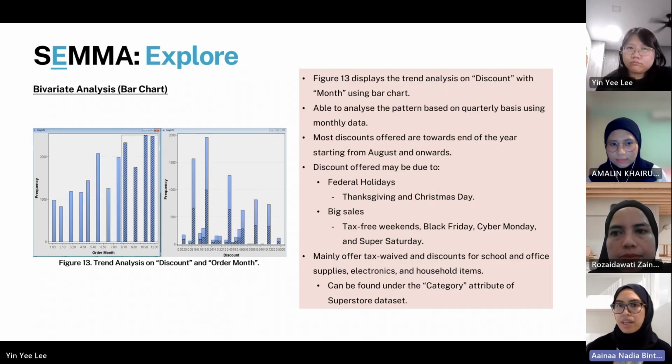By using one attribute, we managed to analyze the order pattern based on quarterly basis. And from here, we could identify that most discounts are offered towards the end of the year, starting August onwards. Discount offered during this period may be due to public holidays like Thanksgiving and Christmas Day, as well as big sales like tax-free weekend, Black Friday, Cyber Monday, and Super Saturday.